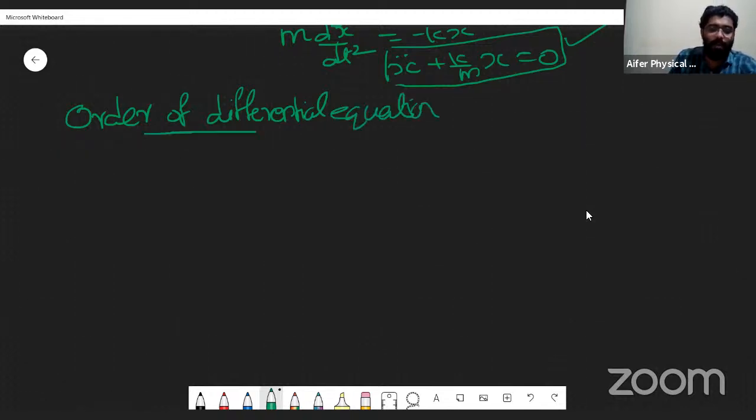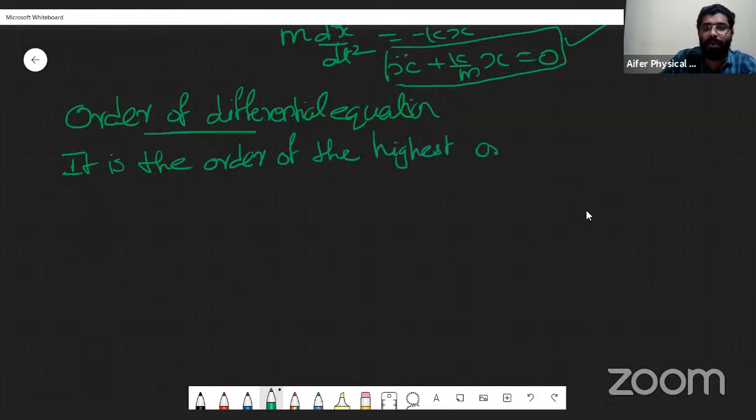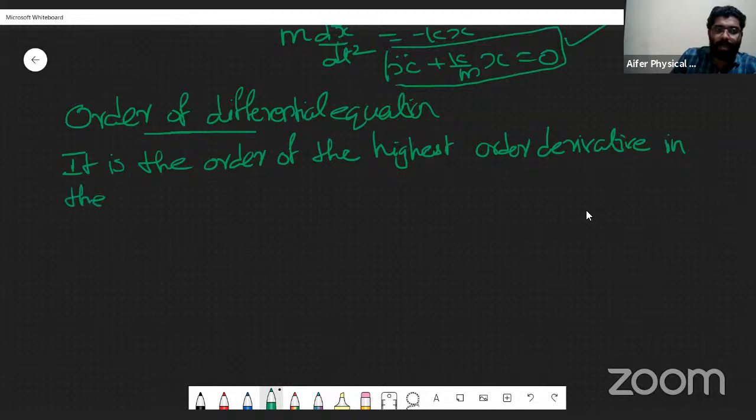Okay, what do you mean by order of differential equation? First I would like to define this. It is the order of the highest order derivative in the given differential equation. Okay, so that is the order of the differential equation.